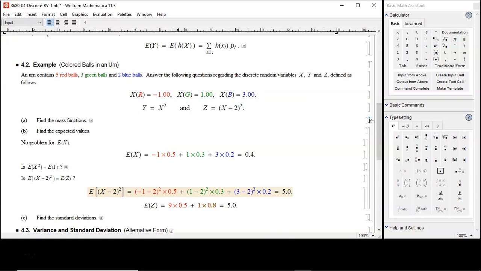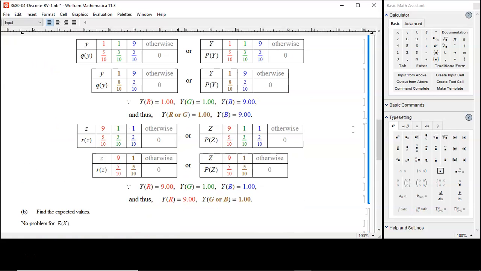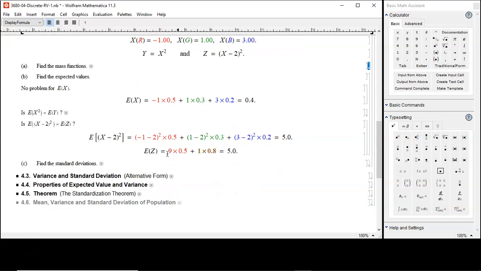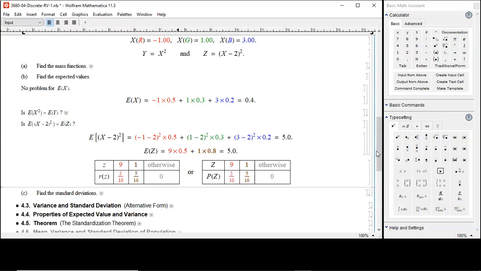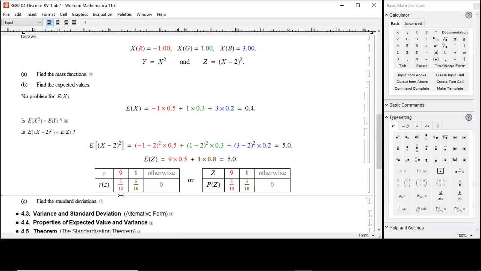Or, let's see, where's the mass function for z directly? Here, copy and paste that. Do it directly. Multiply, and add them all up. Wait a minute, it's 0.5. Sorry about that, this is a typo. I'll correct that.